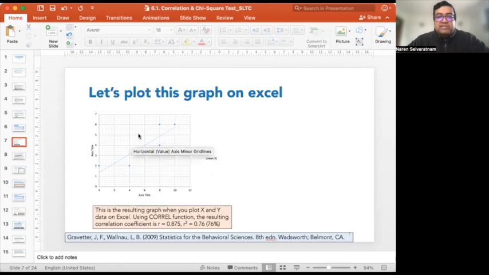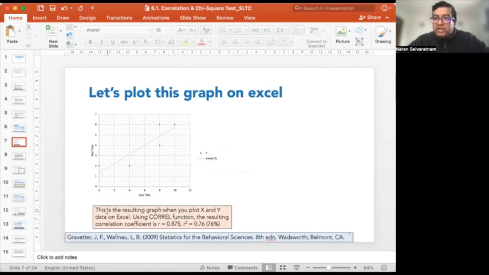Now I plotted this on this graph in Excel. So last time we discussed how to plot a graph on Excel. Now this is the scatter plot, and this is the relationship for the same data that we discussed. So the correlation coefficient was 0.875, and here's the data. Now this data is described, the association of this data is demonstrated by this particular line.